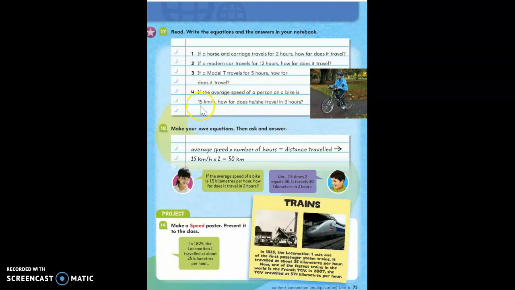If they travel 15 kilometres in 1 hour, how far does she travel in 3 hours? Stop the video and try to do the maths. Did you do it? We have to do 15 times or multiplied by 3. 15 times 3 makes 45.